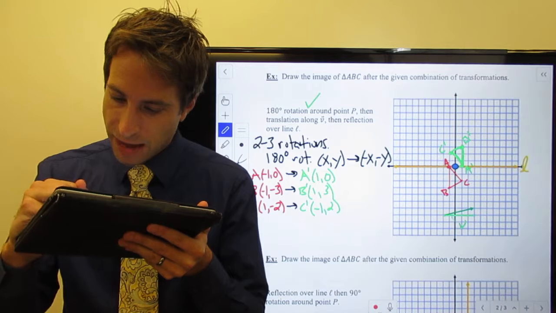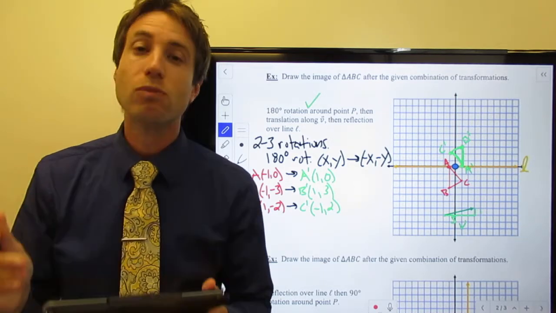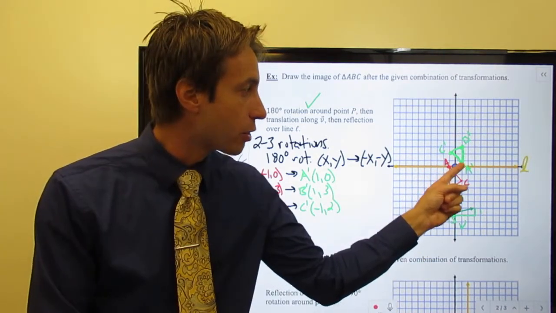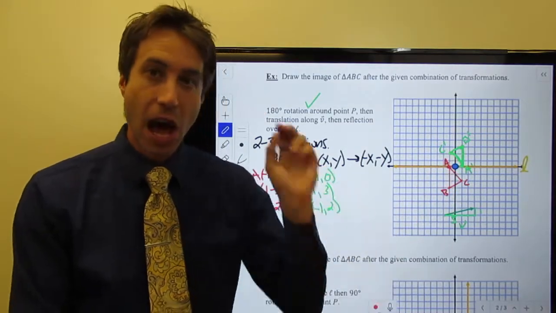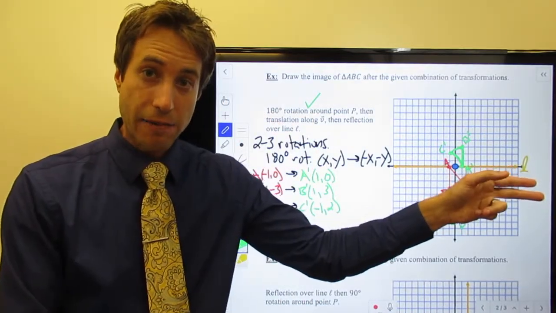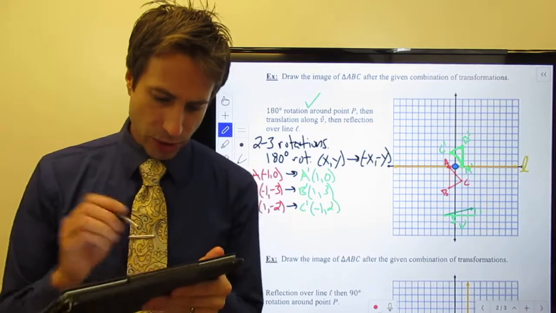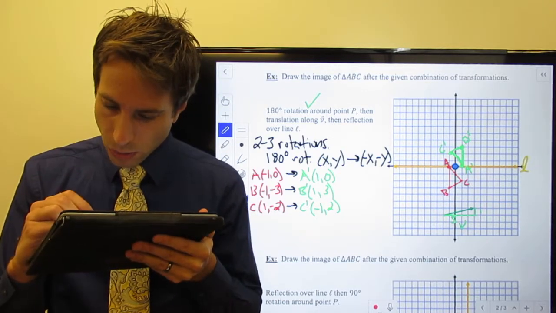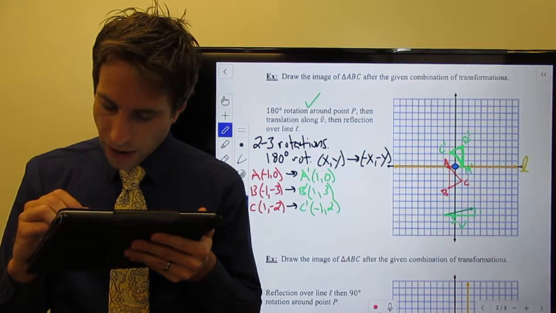Yeah, positive 5, and it looks like it's up 1. So I'm going to take every single one of those points, A prime, B prime, and C prime. I'm going to go to the right 5 and up 1. We can do this one in black. 1, 2, 3, 4, 5, up 1.